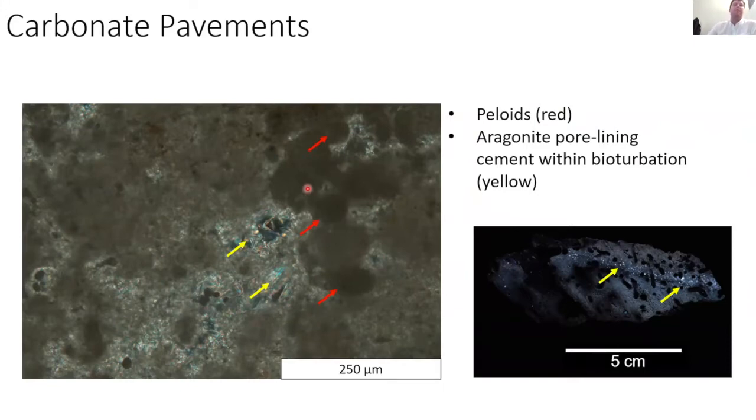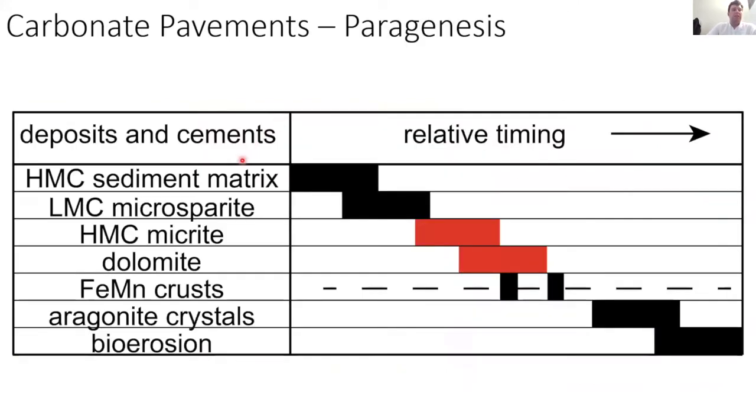So rather a sediment matrix, which is high magnesium calcite, and aragonite, which is growing pore lining from this. So in other parts of the carbonate pavements, we couldn't really find any more sediment matrix, as it was completely replaced by the low magnesium calcite microsparite or the dolomite and high magnesium calcite already. So in this case, we can see here again that we had a high magnesium calcite sediment matrix, which was then replaced by a low magnesium calcite microsparite.